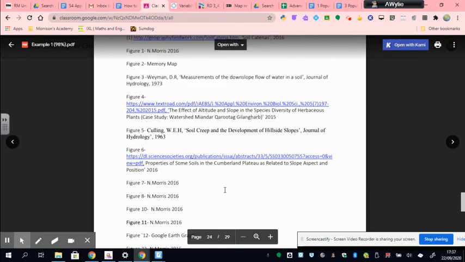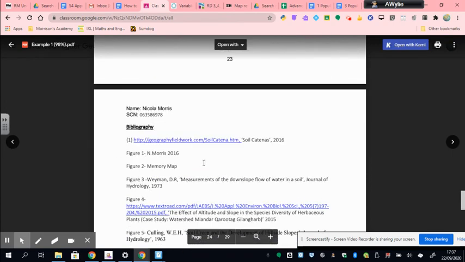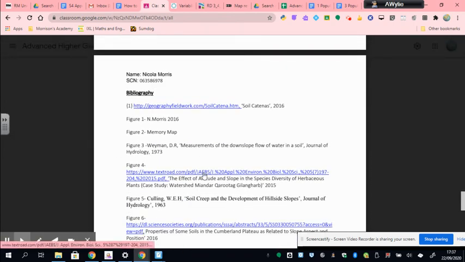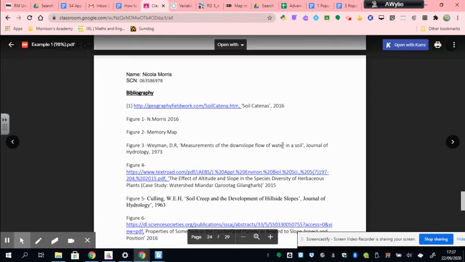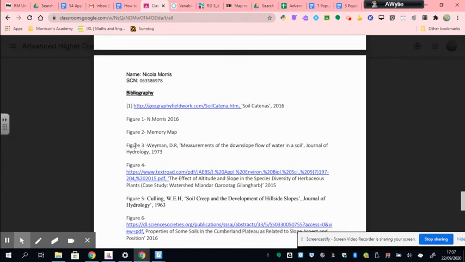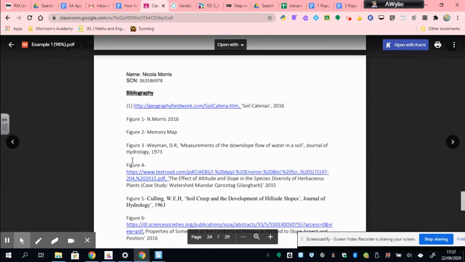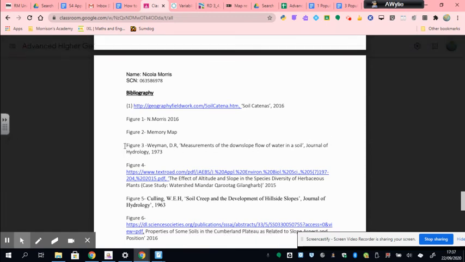It's going to take a little moment to load up. Here we are. And there is D.R. Wayman, Measurements of Downslope Flow in Soil, Journal of Hydrology, 1973. And she's called it Figure 3. So she's tied up Figure 3, the model, with the diagram she included, and she's given me the actual source, the full source. She doesn't need to put all of that when she's writing in the main body of her text, but when I look at the bibliography, I can see it.